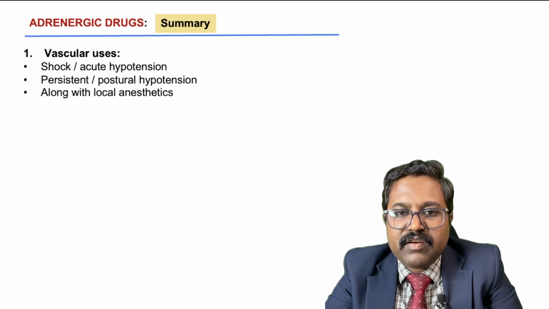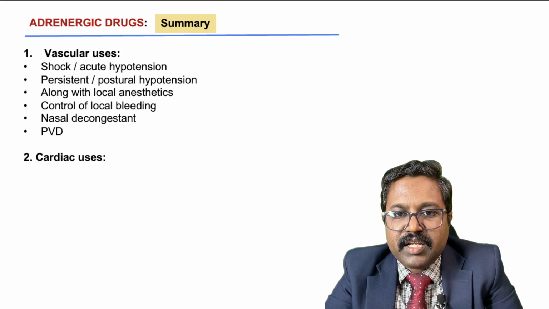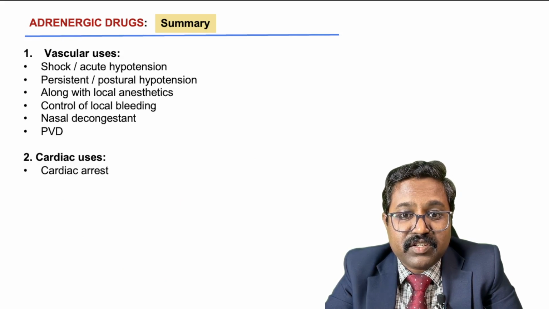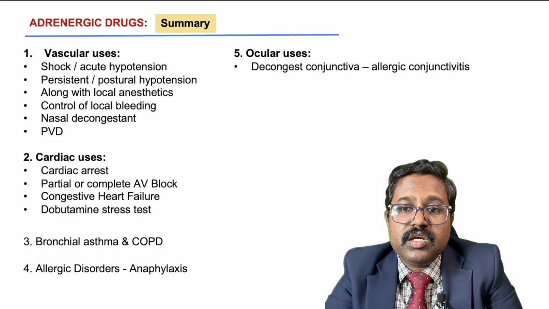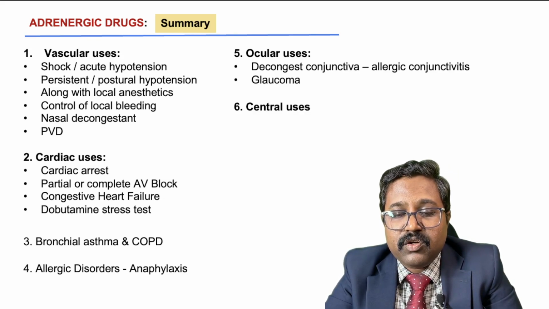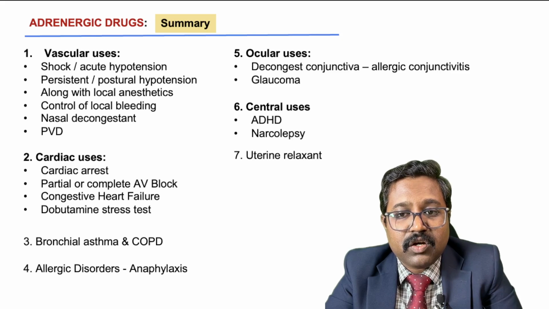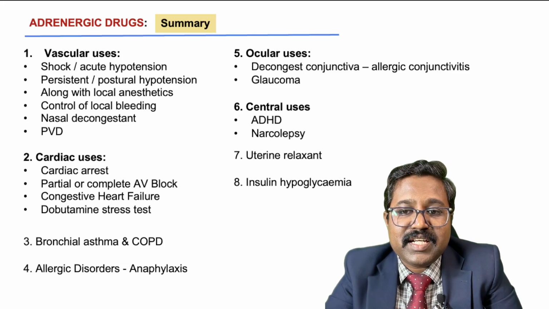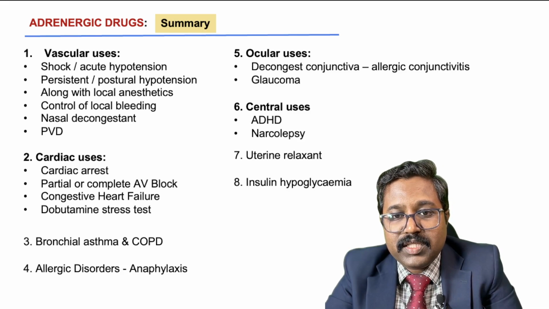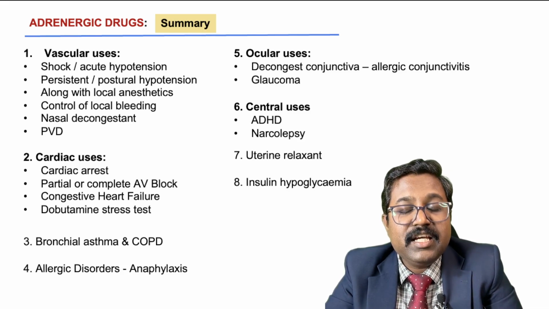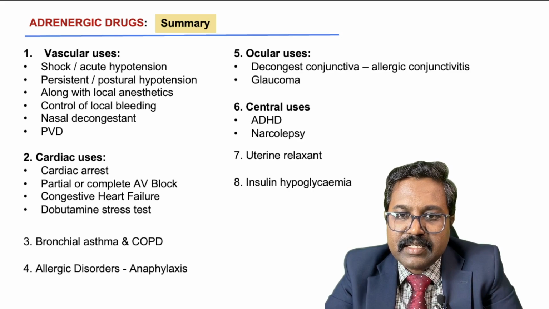And in summary, adrenergic drugs are used for vascular uses and cardiac uses. They are used in bronchial asthma, in anaphylaxis, ocular use to decongest the conjunctiva, in glaucoma, central use in ADHD, narcolepsy, as a uterine relaxant, and as a last resort in case of insulin hypoglycemia. If no other drugs are available like glucagon and glucose, you can go with adrenaline, which can increase the blood glucose levels.